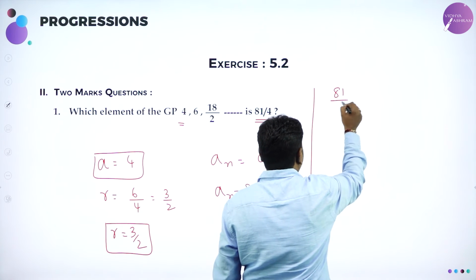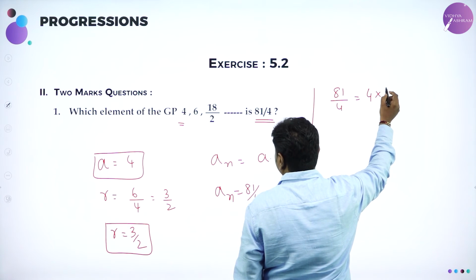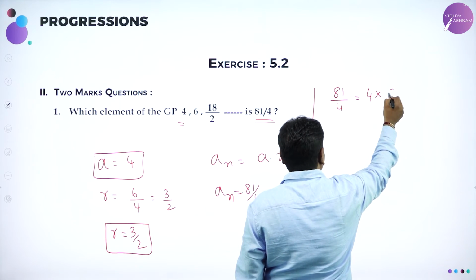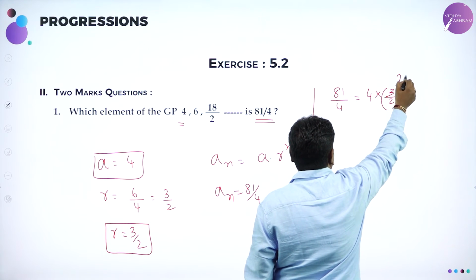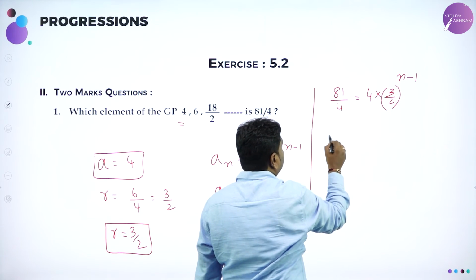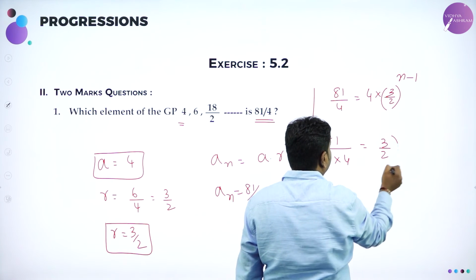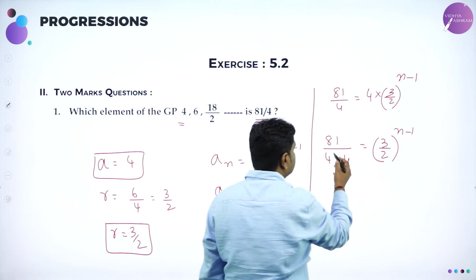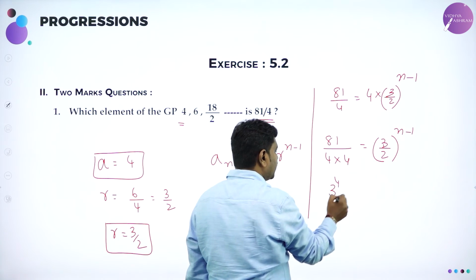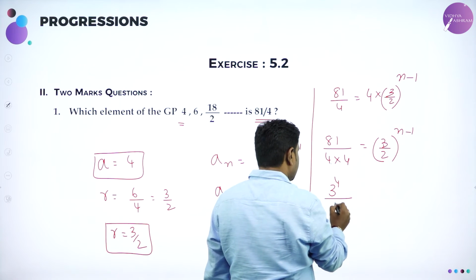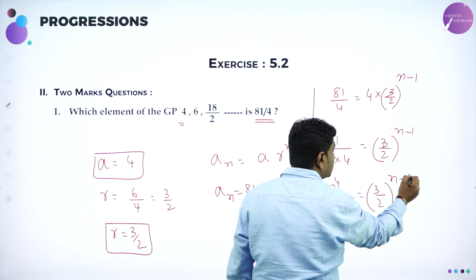So 81 divided by 4 is equal to 4 into R power n minus 1. R is 3 by 2, power n minus 1. What is n minus 1? We don't know, we need to find this. So bring 4 to this side: 81 by 4 into 4 is equal to 3 by 2 power n minus 1. So I'll write this as 3 power 4 is 81, and 4 is 2 square into 2 square, equal to 3 by 2 power n minus 1, because I want to make the bases the same.